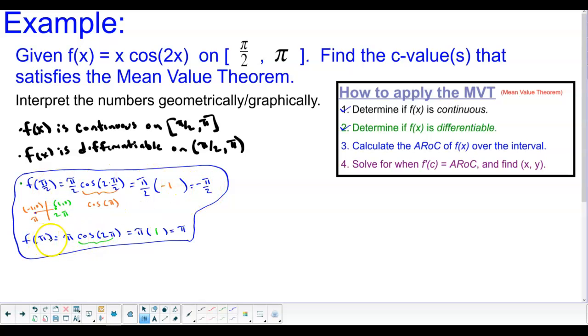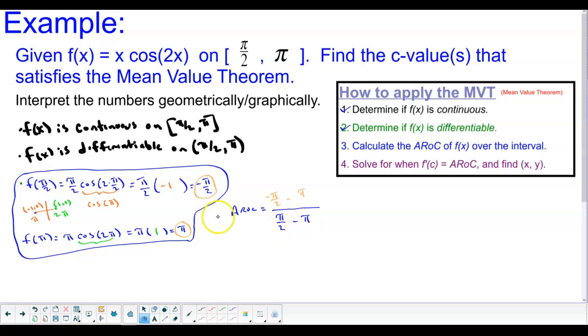Do the same thing at pi, plug in pi. Then I have to evaluate cosine of 2 pi. Well, 2 pi is the same as 0. So the cosine at 0 degrees or 0 radians is 1. And 1 times pi is pi. So now we can find the average rate of change. I'll let you do that.